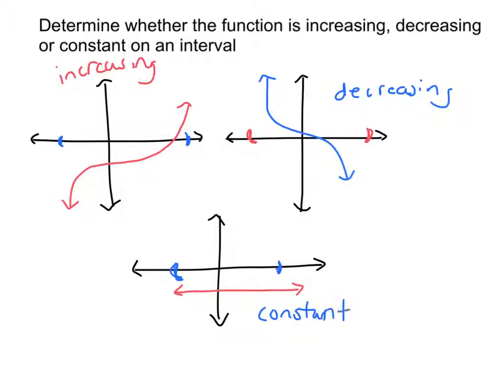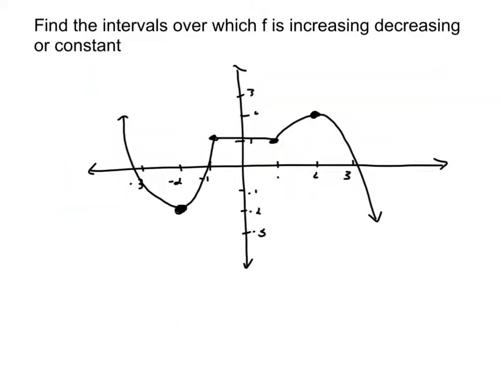Okay, so now let's go on and do a more difficult example. This graph is much more complicated. We have intervals over which we're increasing, we have intervals that are constant, we have intervals that are decreasing. So we've got to identify all those here. Let's start on the left-hand side of this graph.